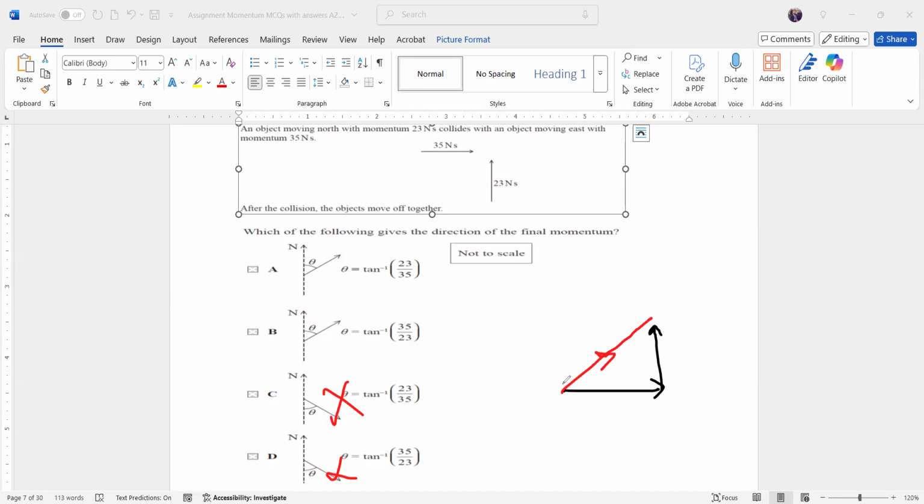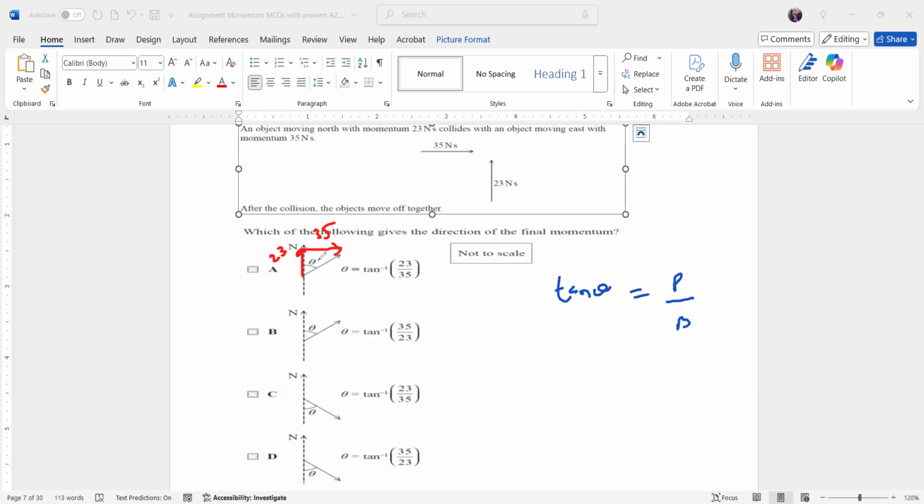So if this is our final vector and the angle from the north is given to us, then this will be 23 and this will be 35. Now, we know the side adjacent to the angle is the base and the side opposite to the angle is the perpendicular. So we have tangent theta, which is perpendicular divided by base. According to option A, the perpendicular is 35. So I can write tangent theta is equal to 35 divided by the base, 23.